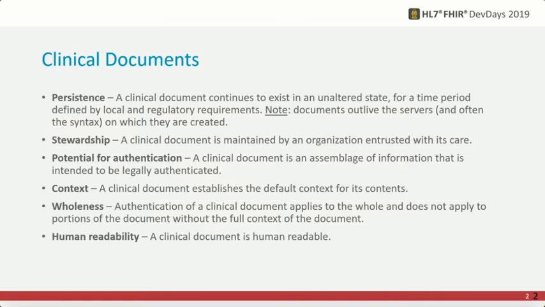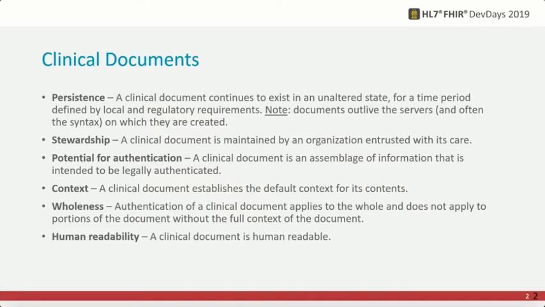Next is context. A clinical document will establish the context for everything that follows it. This is usually done in what's called a header, and that's where you'll have things like, what kind of document is this? Is this a procedure note? Is this a summarization of episode note? What date it was created, who the author of the document is, who the patient is, all that type of stuff provides context for everything that follows.